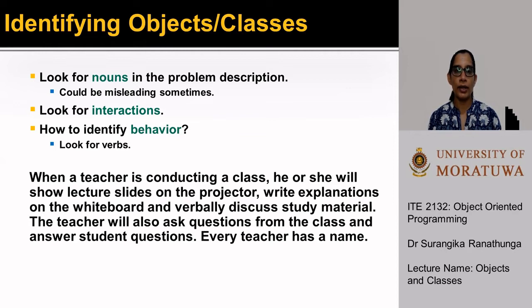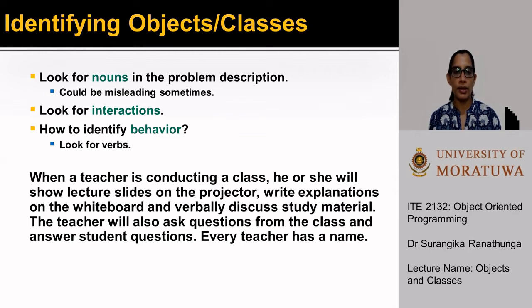So how are we going to identify the classes that we have to implement, or the objects that are there in a given problem description? A common practice is to look for nouns. If you look at our initial game simulation, the monster, the warrior, the binoculars, they are all nouns. However, in certain cases, just using nouns can be misleading. So instead of just nouns, we should look for nouns in some kind of interaction. And in order to identify the behavior of objects, we have to look for verbs.